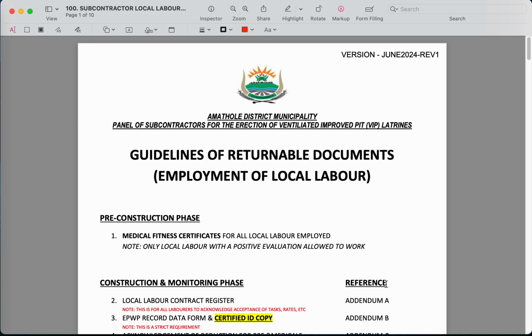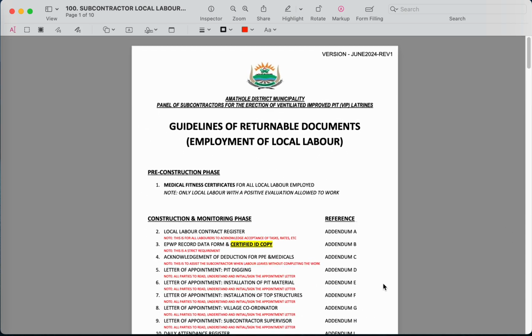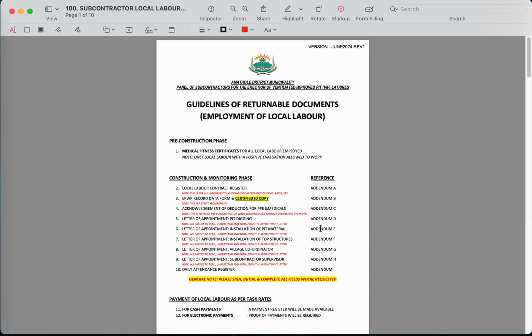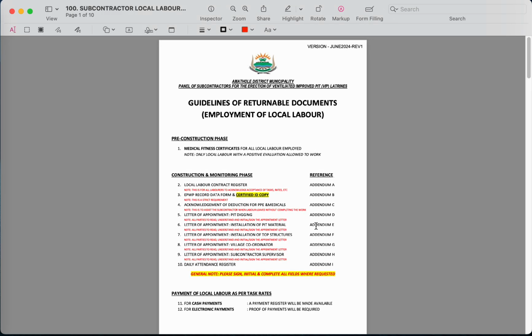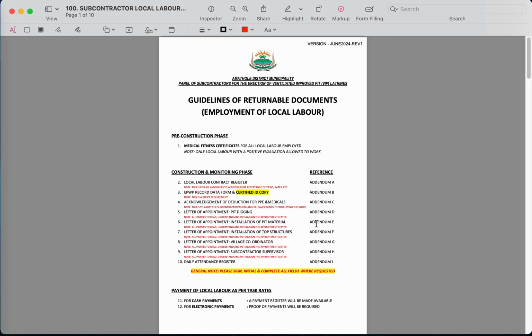administrative. Let's start. As you can see, this is actually the first page. This is how it looks. So obviously on top here we'll have Amatole District ADM. This is a panel of subcontractors for erection of VIP toilets. This is a guideline of returnable documents, employment of local labor, pre-construction phase.